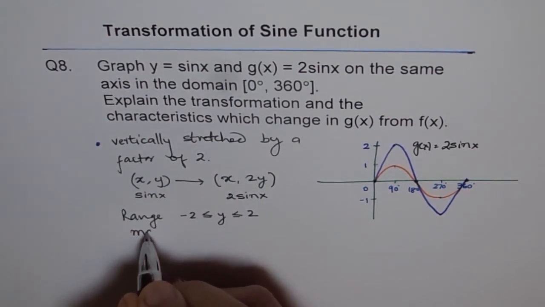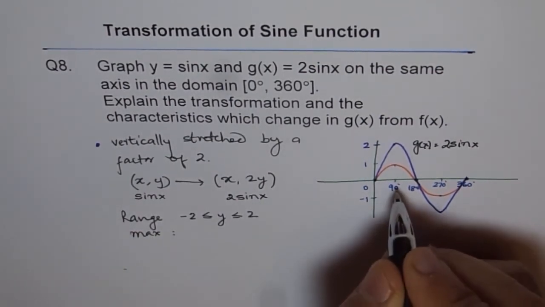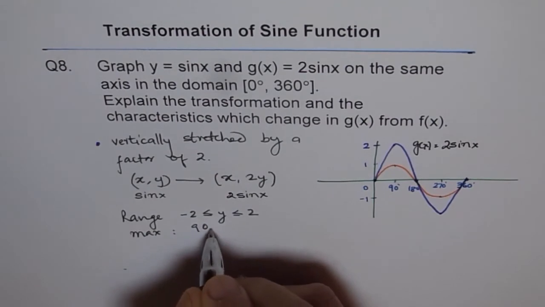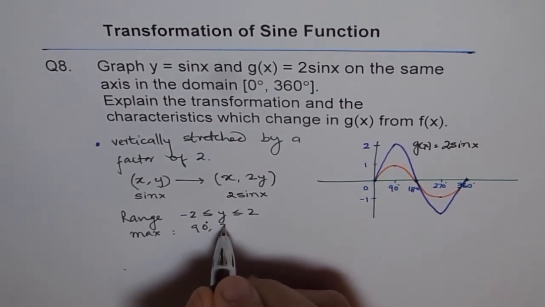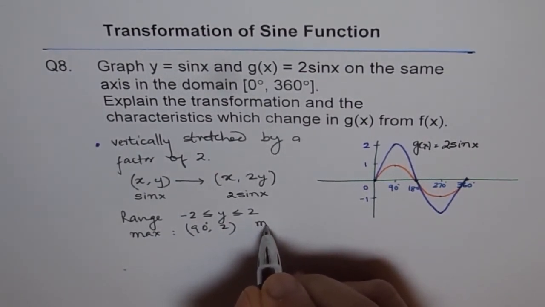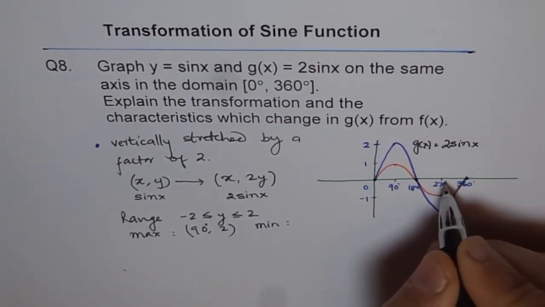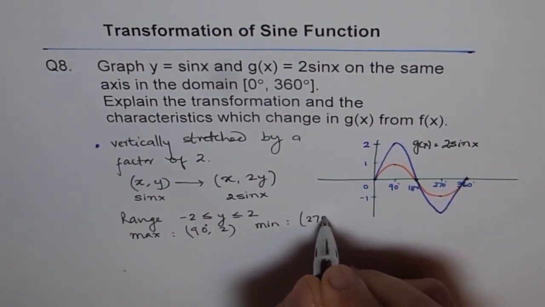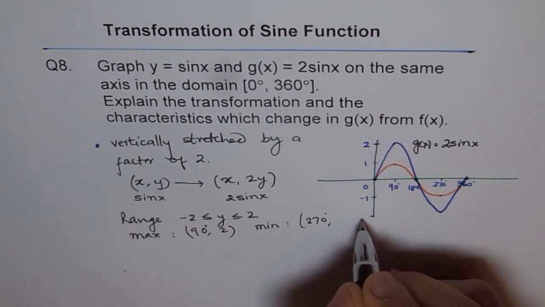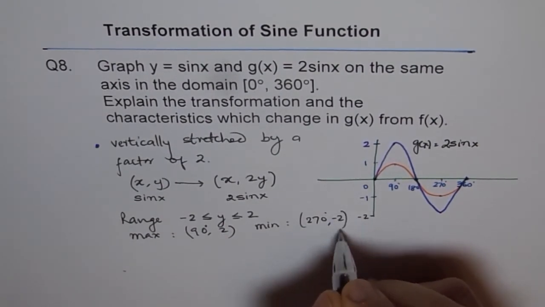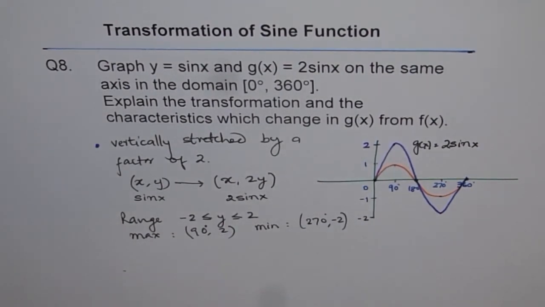That is, the maximum now occurs at 90 degrees, yes, but the value is 2, and the minimum is at 270 degrees, but the value is minus 2. So these are the 2 major changes which take place when we do a vertical stretch by a factor of 2. I hope you understand and appreciate it. Okay. Thank you.